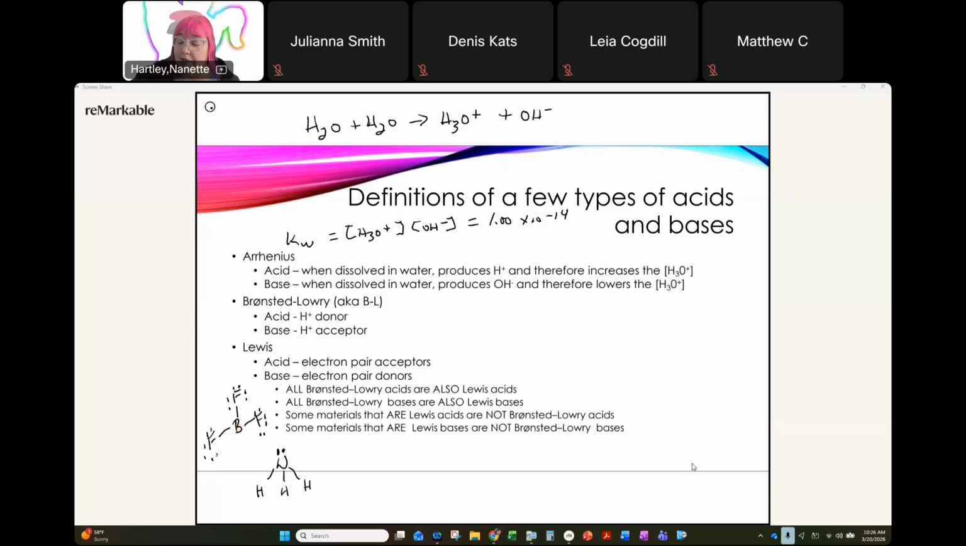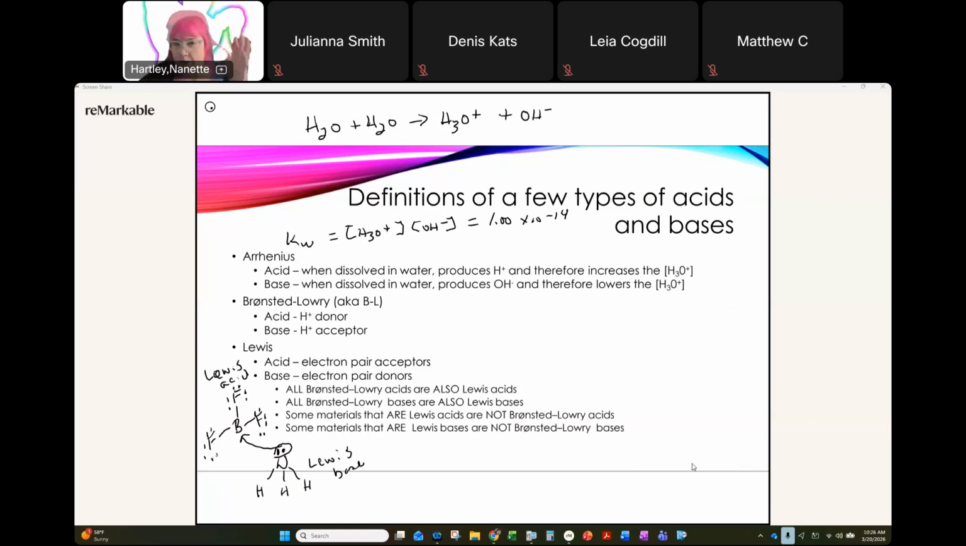So if we have this pair of electrons here, they could be donated here, and therefore NH3 is acting as a Lewis base by donating that pair, and BF3 is acting as a Lewis acid by accepting it. Okay? So I liked this because it gave me a concrete way to think about it.